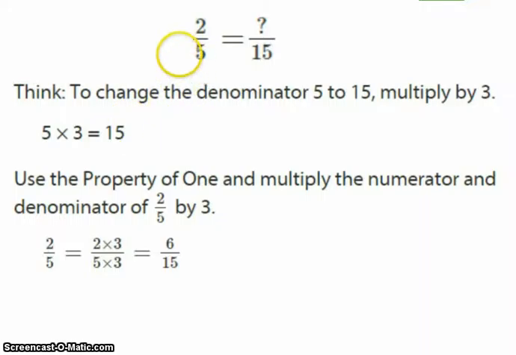So if we've got the fraction 2/5 equals something over 15, think about how you are going to change this 5 into a 15. Well, you know your 5s, hopefully, and you're going to multiply 5 by 3. 5 by 3 is 15. Well, if you multiply the bottom by 3, you're going to multiply the top by 3 using your property of 1, and you're going to get 2 times 3 is 6, and 5 times 3 is 15. So your equivalent fraction of 2/5 is going to be 6/15.